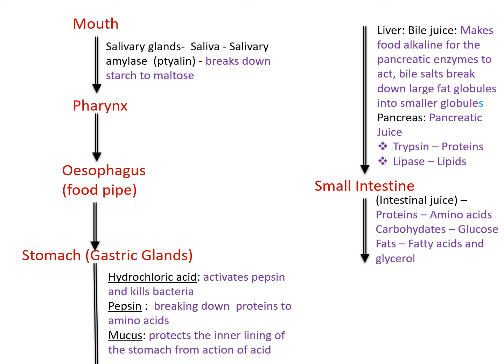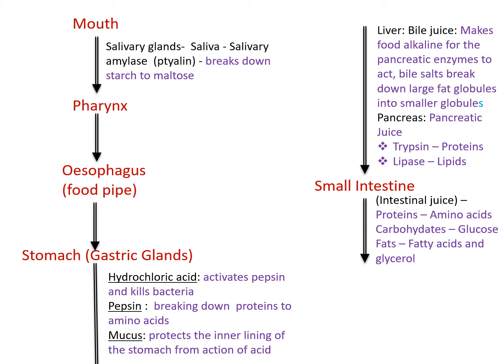Otherwise, if the food is acidic, the pancreatic enzyme does not act on the food. Also, the bile salts break down large fat globules into smaller globules. That is, emulsification of fats occurs because of bile juice. And also the food is mixed with pancreatic juice, which is released by the pancreas. The pancreatic juice consists of trypsin, which breaks down proteins, and it also has lipase, which breaks down the lipids.